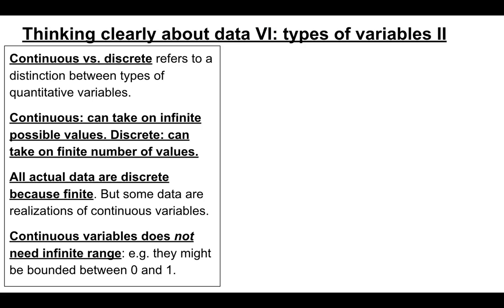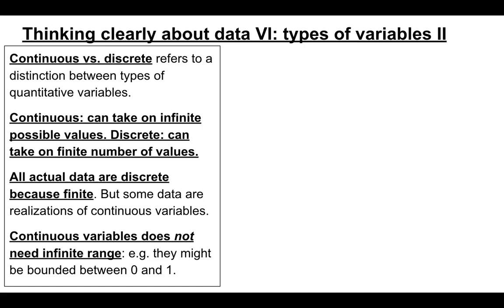But height is still a continuous variable in that someone's height could be 3.14159 and so on, in feet or meters or whatever. And there's not any reason in principle that we stop measuring, right? Again, it has to do with the instrument itself. So even though it's bounded, it can still take on infinite possible values.